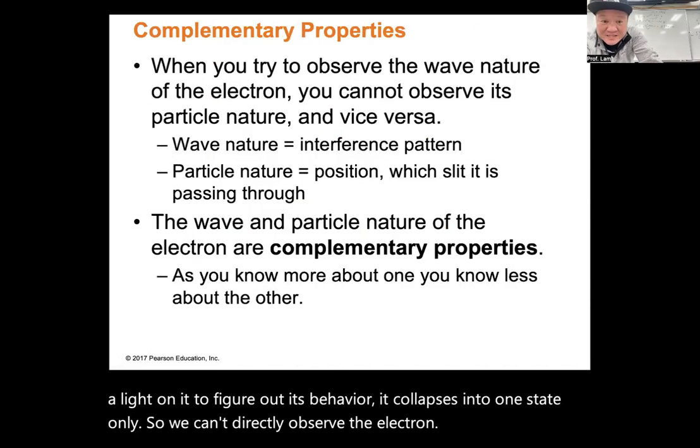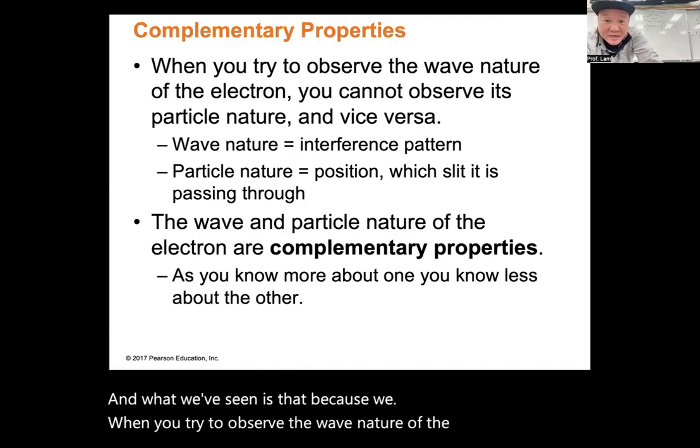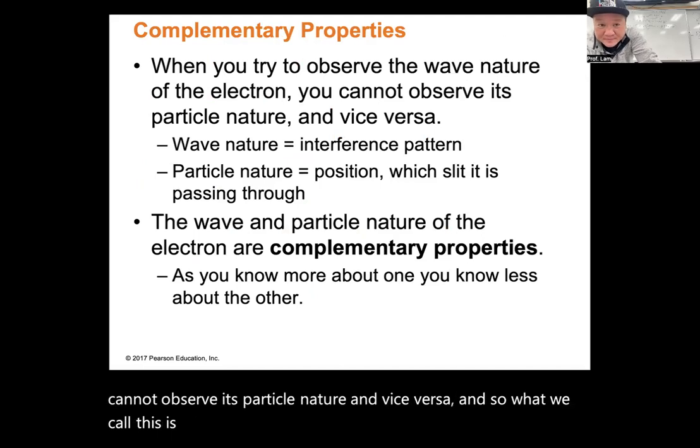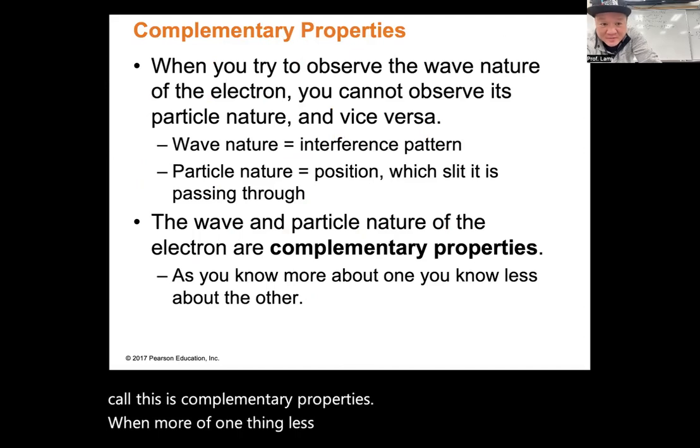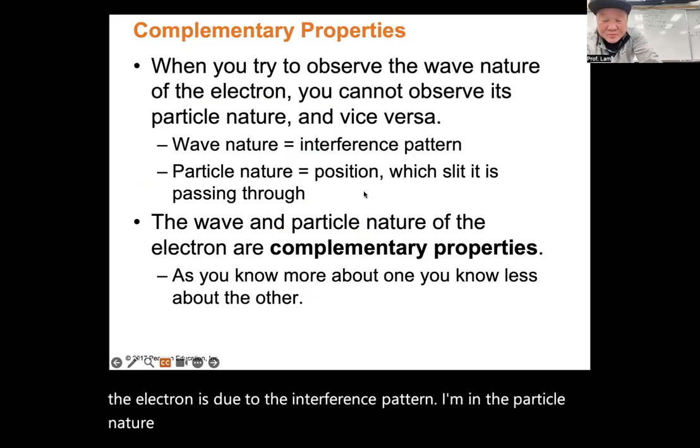And what we've seen is that when you try to observe the wave nature of the electron, you cannot observe its particle nature, and vice versa. So what we call this is complementary properties. When you know more of one thing, you know less of the other. The wave nature of the electron is due to the interference pattern, and the particle nature of the electron has to do with position.